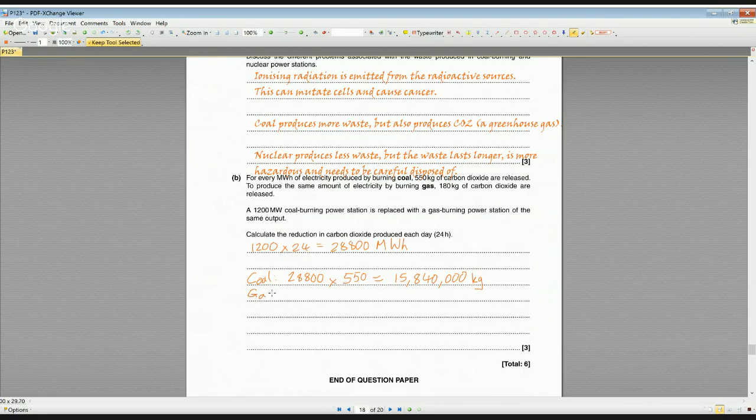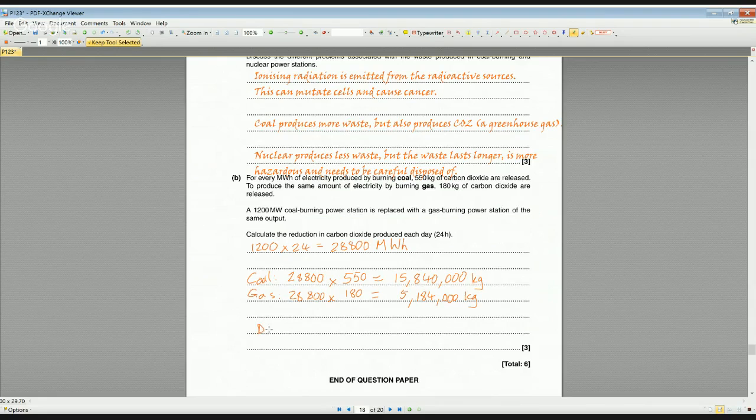And for the gas, we do the same calculation, 28,800, this time multiplying by 180, and that will give us 5,184,000 kilograms.